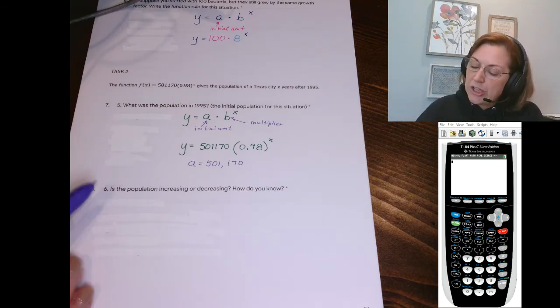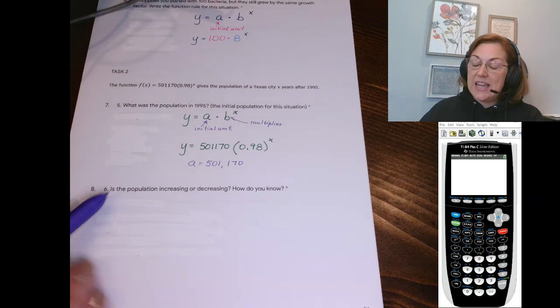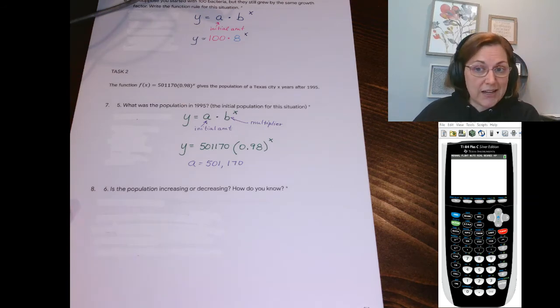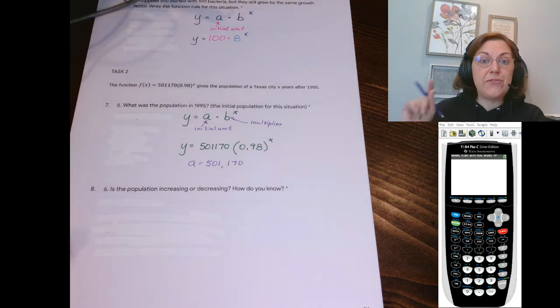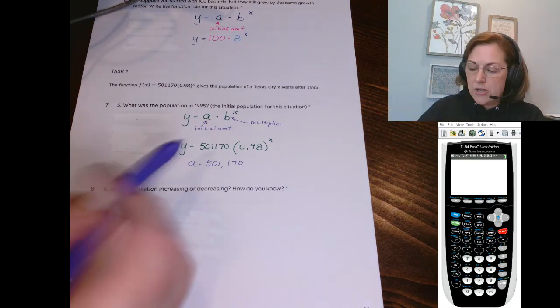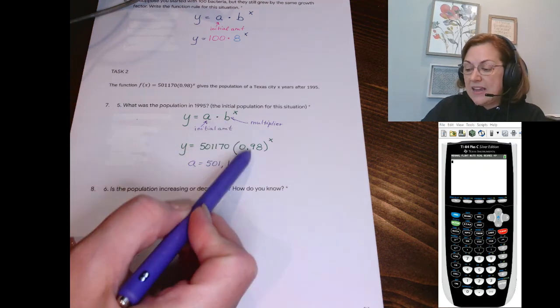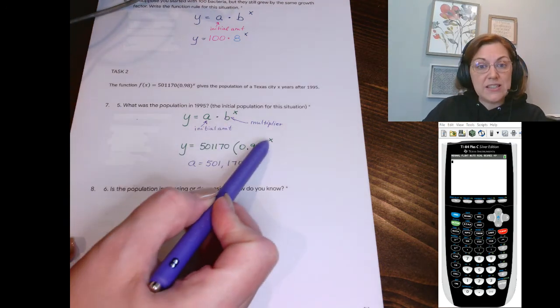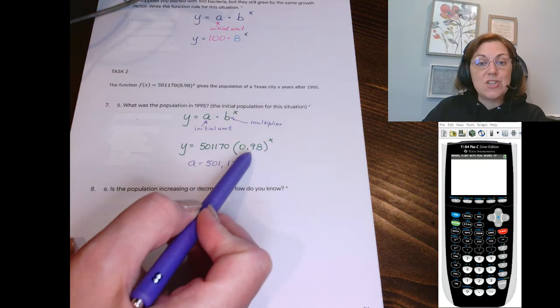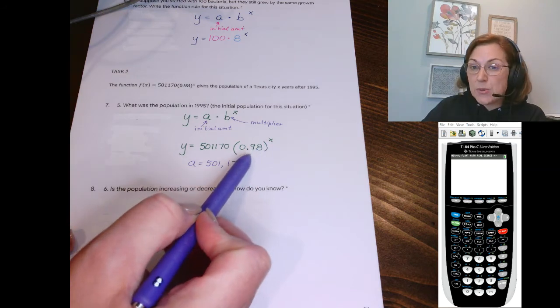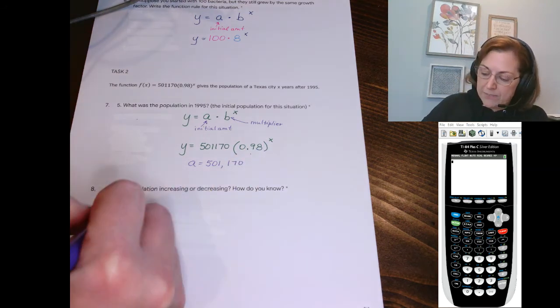Now, look at number six then. Is the population increasing or decreasing? This one is going to focus on the b value. So looking at our previous equation, you can see that b is the number that's being raised to the x power. So b in this case is actually 0.98.